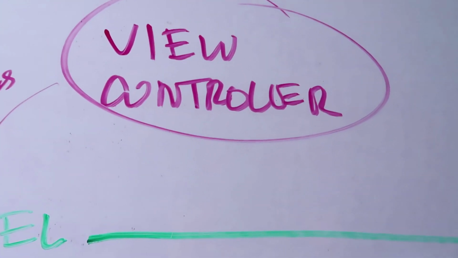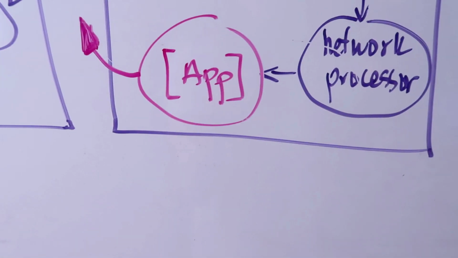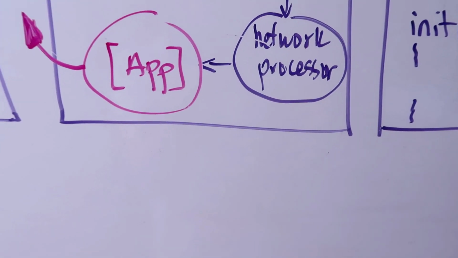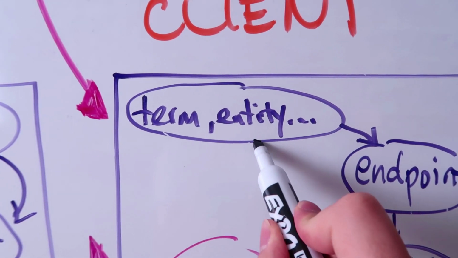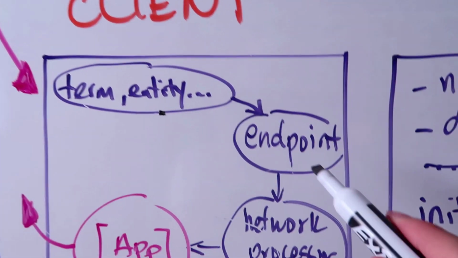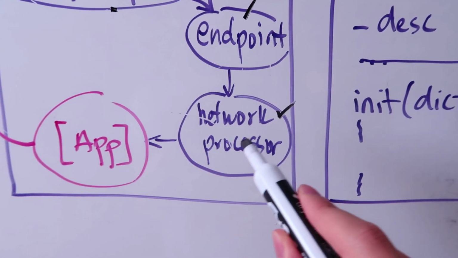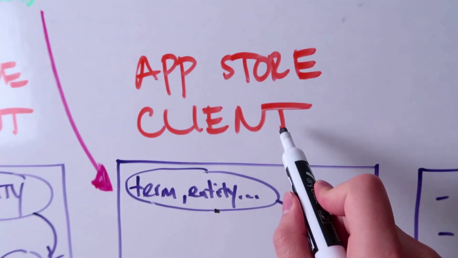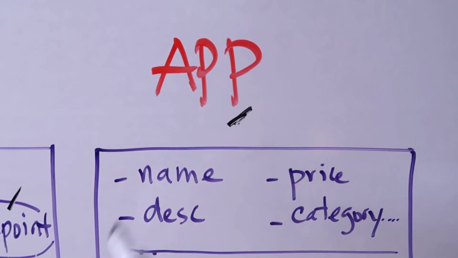Pretty cool, huh? Now, we want to have an array of apps. Now, we have the term, the entity, which is simple. The user just has to enter that, and we'll build that, right? We have the endpoint, we did this. We have the network processor, we did that. But we didn't have these apps. It means that before we do this App Store client, we have to jump into the third object in our model, which is a class.